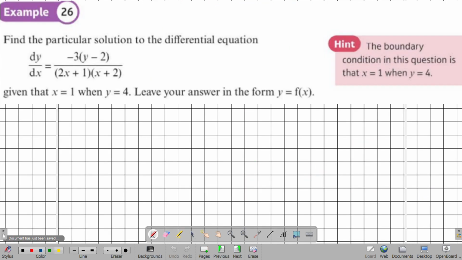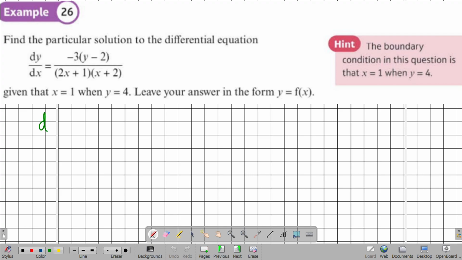Alright, let us look at another example. Again, as you can see, it's dy over dx, a first order differential equation. Unlike the first one, we actually have initial conditions that say x is equal to 1 and y is equal to 4. So we are going to leave our answer in the form y is equal to f of x. The first thing to do is to separate the variables by dividing and rearranging here.